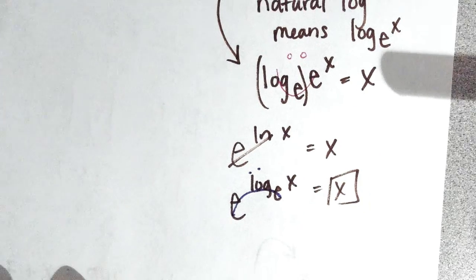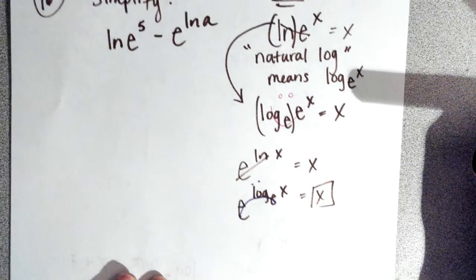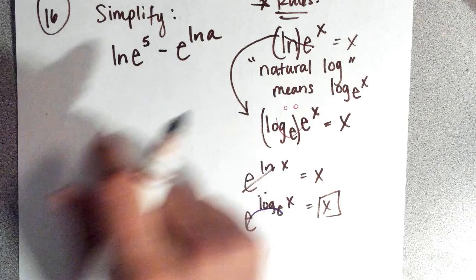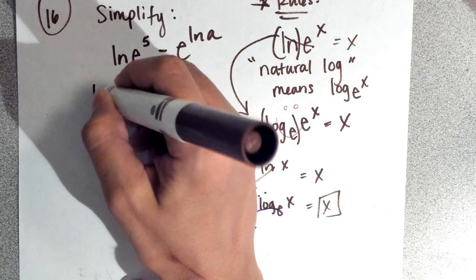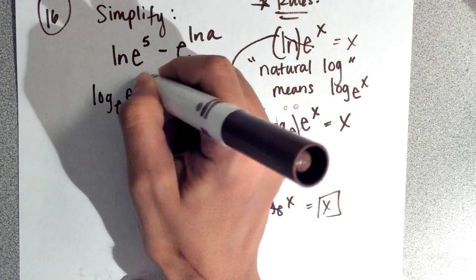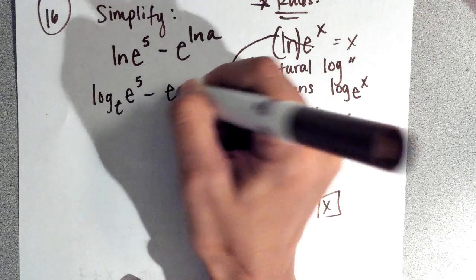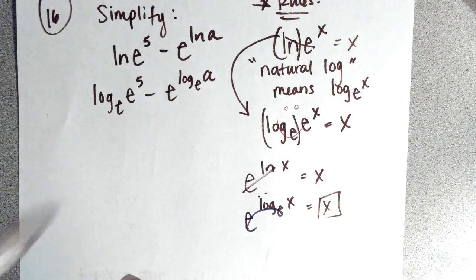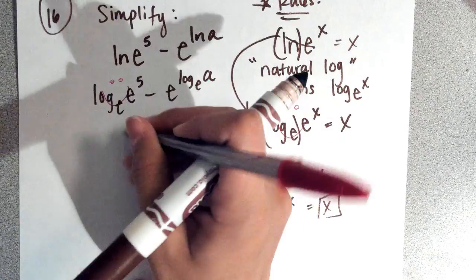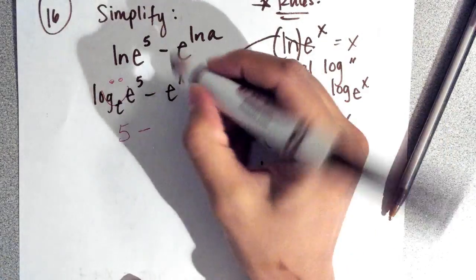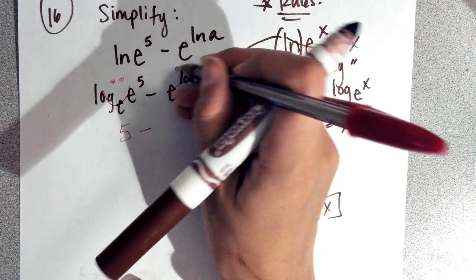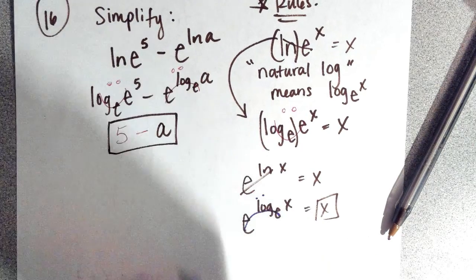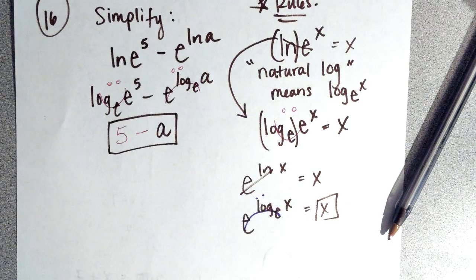So looking at this problem on number 16, we have ln e raised to the fifth minus e to the ln a. This ln and e will cancel because this is log base e of e to the fifth minus e to the ln, which is also log base e of a. Here, this is your little happy face, right? They cancel, so you're left with 5. And then here is your sad face, so those guys cancel, so you get 5 minus a. I cannot combine like terms, so that is my final answer.